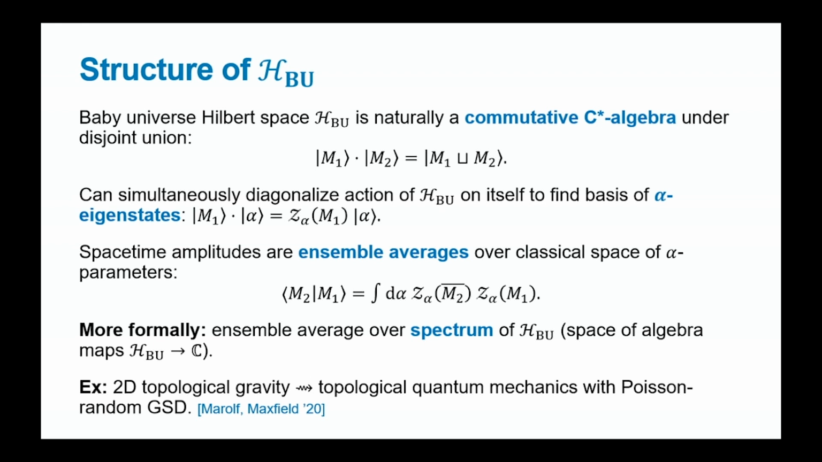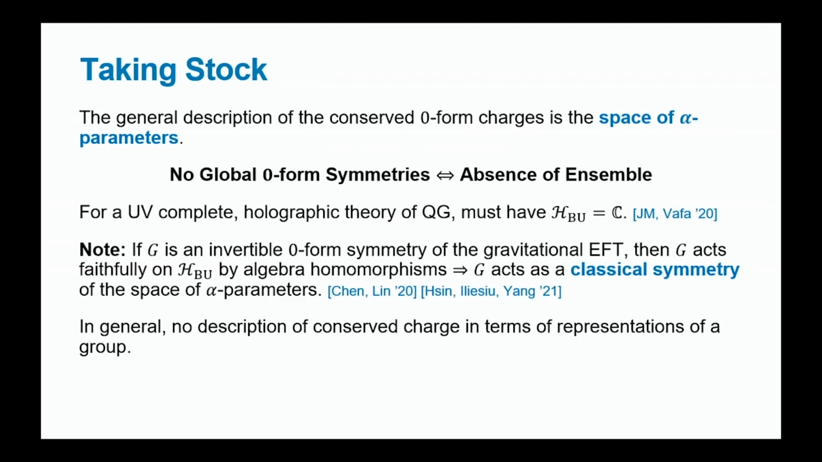So an example of this is in this paper of Maloney and Maxfield. They show that if you take a simple 2D model of topological gravity, you do the path integral, you get a dual ensemble of topological quantum mechanics. Topological quantum mechanics is just a ground state degeneracy, and here the ground state degeneracy is, they show, Poisson random. So this is the structure of the baby universe Hilbert space. I would say that the general description of the conserved zero-form charges in quantum gravity, these are the conserved charges of closed codimension 1 slices, is described by this space of alpha parameters.